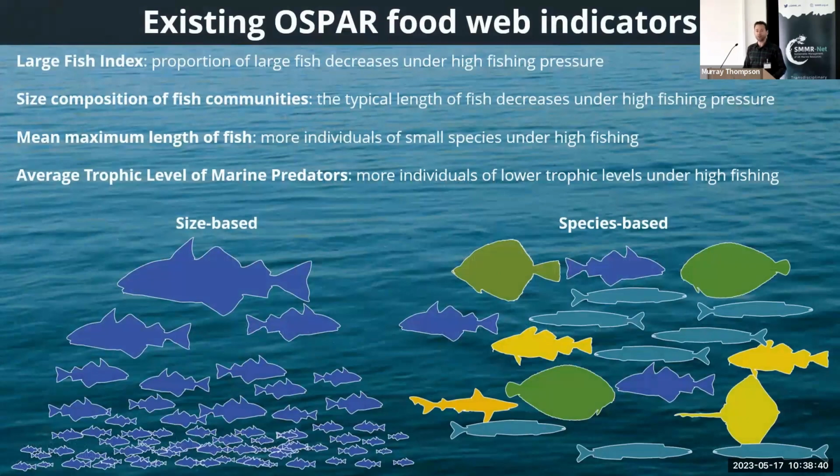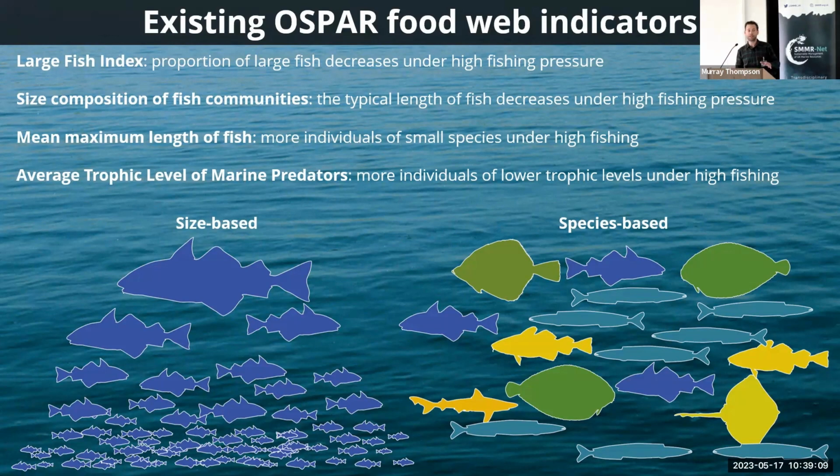So the existing OSPAR food web indicators, we've got 4 really that look at food webs, or supposedly look at food webs. We've got the larger fish index, which Lorna presented earlier, and the size composition of fish communities. And they're both these size-based indicators. And you can see they don't use any species information. So that's my infographic on the left. And then we have the mean maximum length of fish and the average trophic level of marine predators. And that's on the right here. And these are species-based. So each species gets a single value.